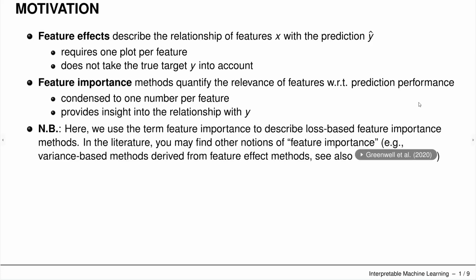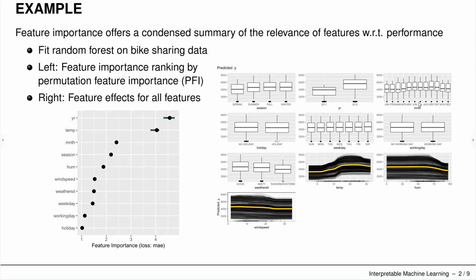Note that here, when we talk about feature importance, we mean loss-based feature importance, but there are also variance-based methods, or methods based on Shapley values, for example, which we don't cover here. Let's start with an example.